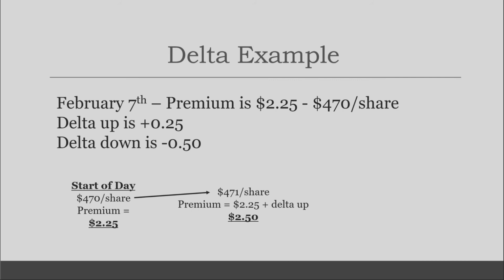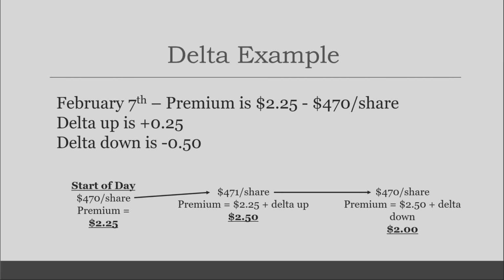Here's where problems occur. The delta down is minus 0.5. So now, if we move back down to $470, our delta down kicks in. So our premium would move from $250 to $200. Now all of a sudden, even though the share's price is the exact same as the start of the day, $470, your premium is down another $25. Again, do you see how holding and not selling your contract could pose a problem?